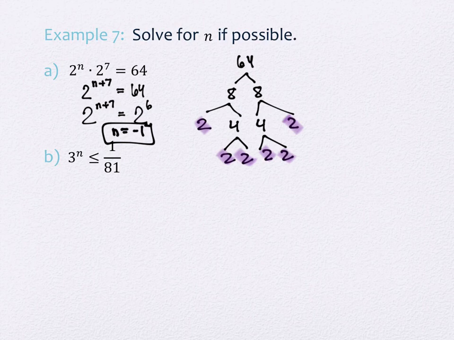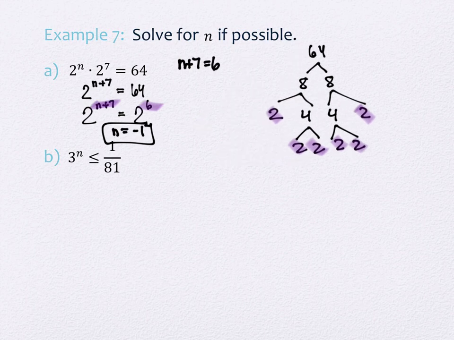If you're like, what did she just do? You can actually show it. n plus 7 is supposed to equal the 6. And then you can subtract the 7 from both sides, and you will get n equal to negative 1. So show it if you need to show it. Don't show it if you don't. It doesn't matter to me. Either of those are fine.